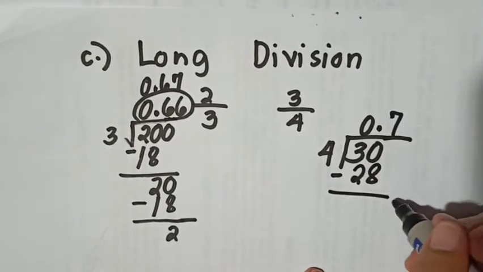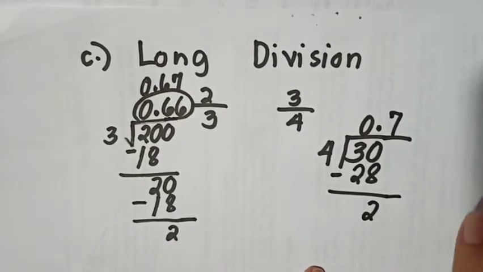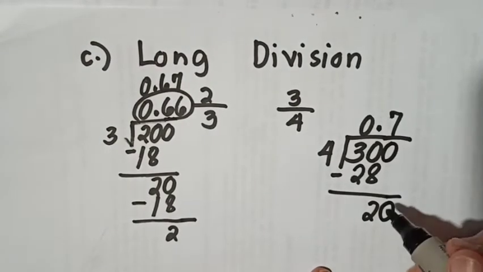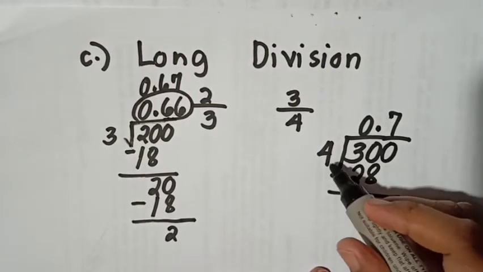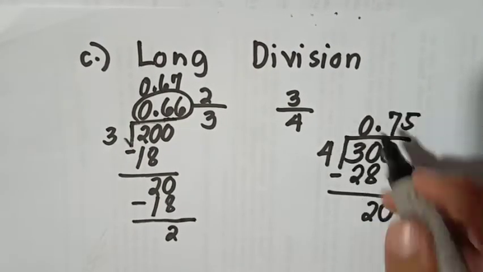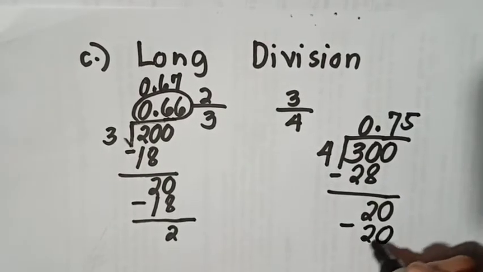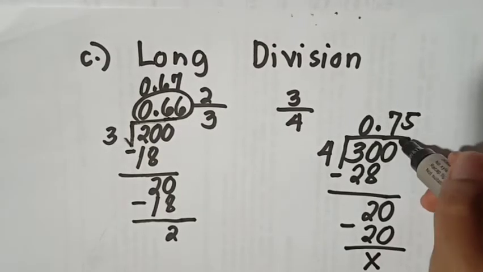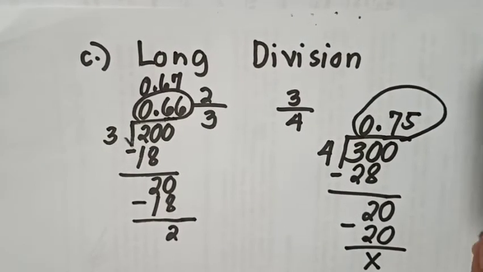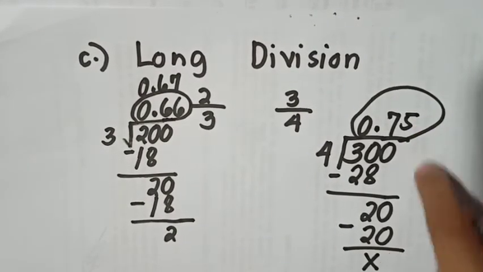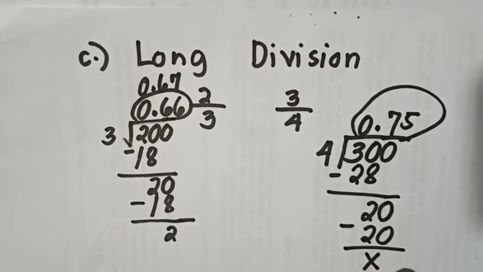Okay, let's subtract. The answer is 2. Put another 0 and then bring down 0. Let's divide: 20 divided by 4 is 5. When you multiply it back, the answer will always be 20, and when you subtract, the answer is 0. This quotient is actually a terminating number, meaning it ended up with 0 difference. There's nothing left here.